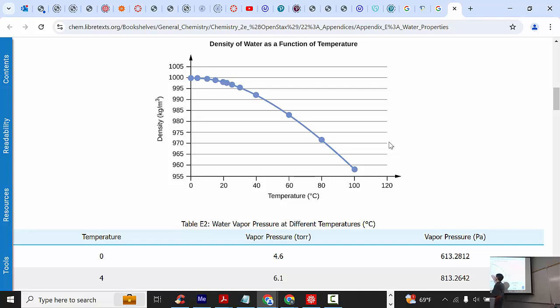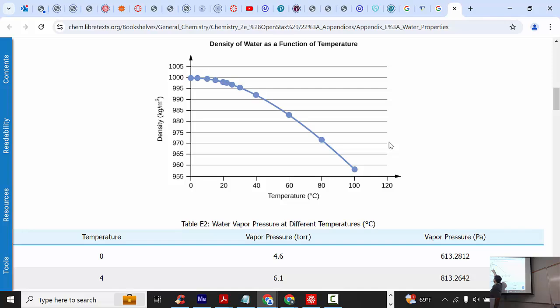Now the density of water is not exactly 1 gram per milliliter, because you can see the density of water changes with temperature. Well, the first thing is, does it change that much with temperature? Not really. We go from 1.00 all the way down to about 0.96 as we get closer to the boiling point of water. So maybe it did change, about 4%. Right? The density did change.